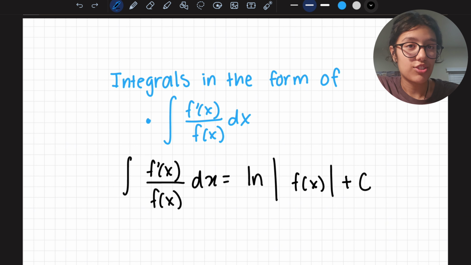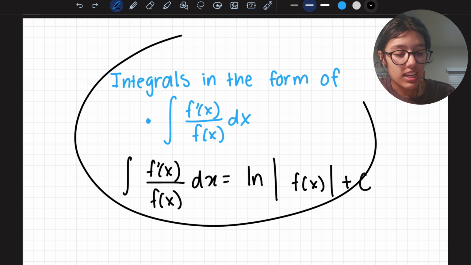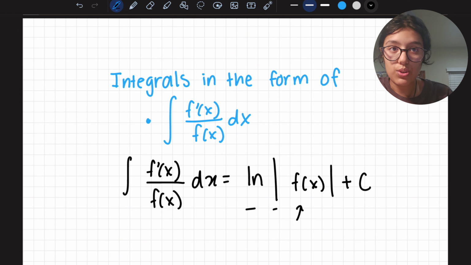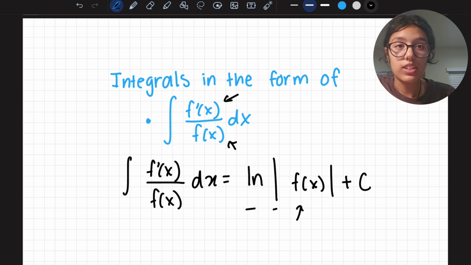But if you're still here, just a refresher that this integral f prime of x over f of x dx is equal to natural log of absolute value of f of x plus c. And this is only true when you have the derivative in the numerator and the actual function in the denominator. And that's all there is to it. Hopefully this was a bit of a refresher from our last video. And let us get started with some practice problems.